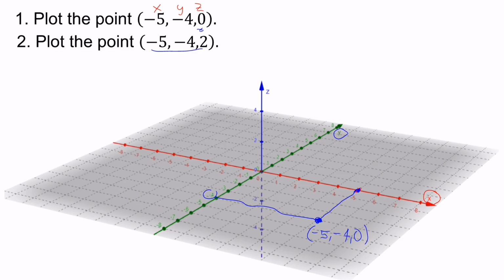Now, number 2, plot the point negative 5, negative 4, but this time your z is 2. Same x, same y, but this time our z is 2. So meaning, what I will do is I will duplicate a z-axis here, considering this point as the origin. So I'll draw a vertical line here. So that will be a duplicate of the z-axis, but the origin now is at negative 5, negative 4, 0. So let me do that.